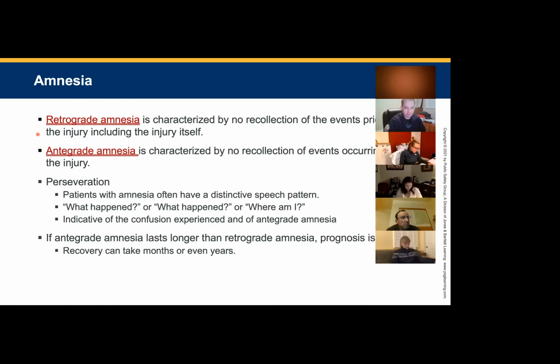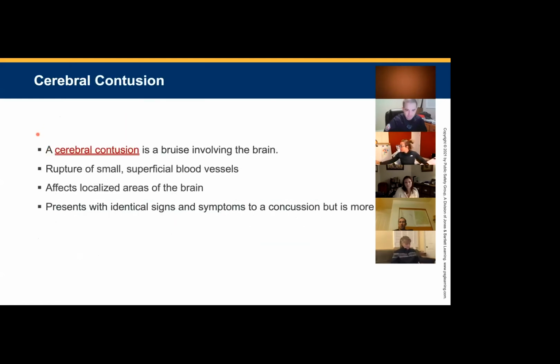Now, this is a very important concept that I want to make sure we hit. If antegrade amnesia lasts longer than retrograde amnesia, prognosis is worse. In other words, it's fine that they don't really remember the event right before, but we want them to remember things immediately after. If that timeline after the event where they're not remembering is longer, they're going to have a worse prognosis, which means recovery can take months or even years.